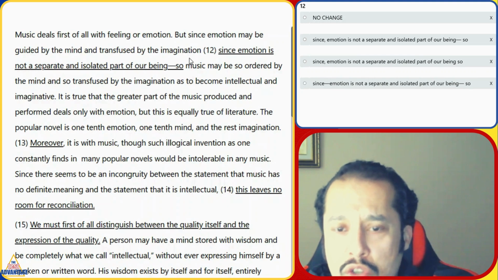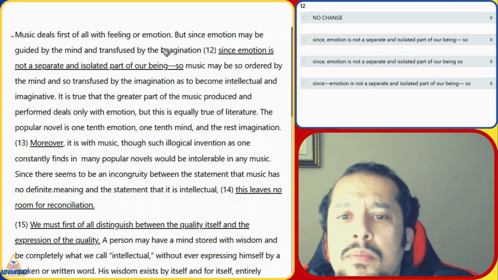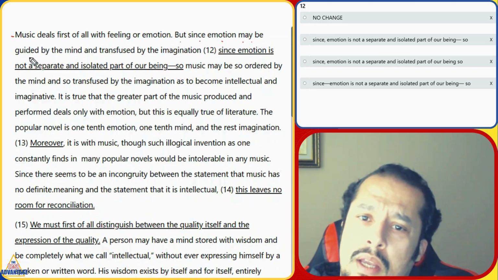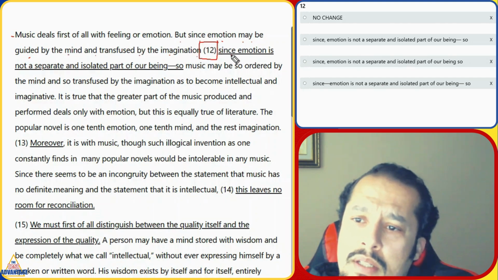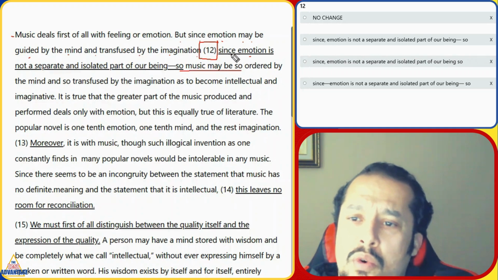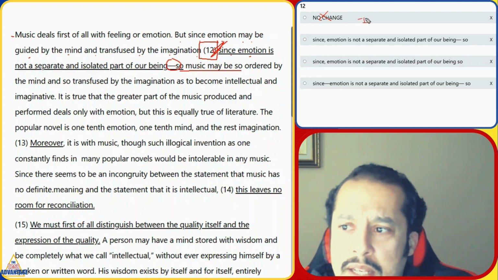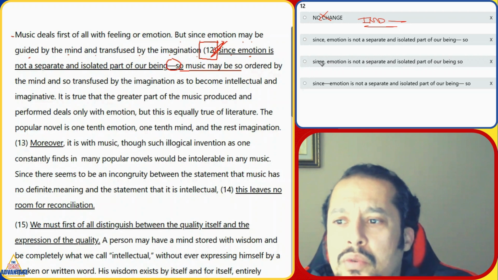Music makes me lose control. Emotion may be guided by the mind. Huh? Okay. But since emotion may be guided by the mind and transfused by the imagination, since emotion is not separated and isolated part of our being, so music may be so ordered. So we're gonna have a run-on sentence here. We need لازم نفصل هنا. And we have a fragment of quite a few issues here. عشان we need an independent idea dash بس ما عندناش كده برضو.